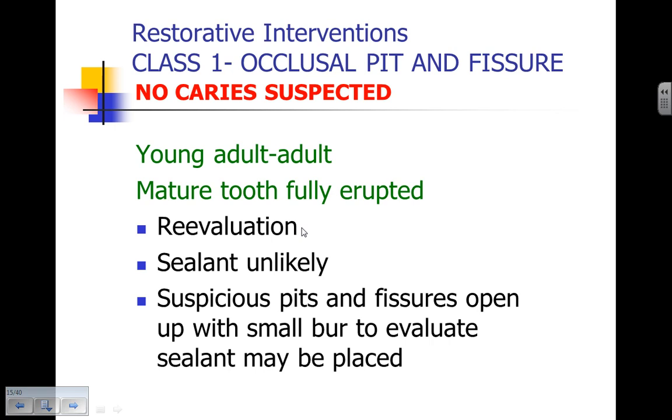For this fully mature tooth that's fully erupted in an older patient, placement of a sealant is unlikely. In fact, if we do place sealants, our consideration is changes in the occlusion. We're going to be building up that occlusal surface over the cusp ridges. It's not just painting in the pits and fissures. In order to have sealant durability, we know it needs to extend onto the cusp ridges and have a thickness of 0.4 of a millimeter. If we see suspicious pits and fissures, we're going to open them up with a small burr to evaluate whether or not we should place a sealant, and we create room to place that sealant.